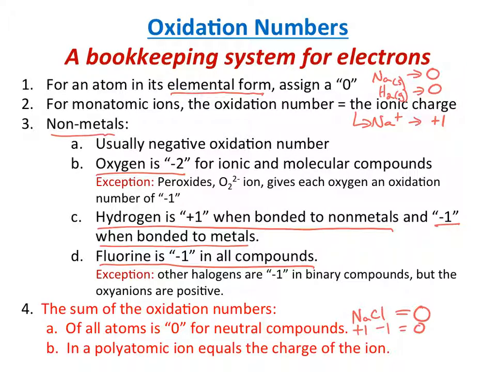Makes sense. In a polyatomic ion, it equals the charge of that ion. So when we look at something like sulfate, SO4 2-, the total oxidation numbers for all the sulfur and all the oxygen has to be equal to -2. Those are probably the 2 most important rules that you'll need in order to solve for the oxidation numbers. That concludes how to assign oxidation numbers.